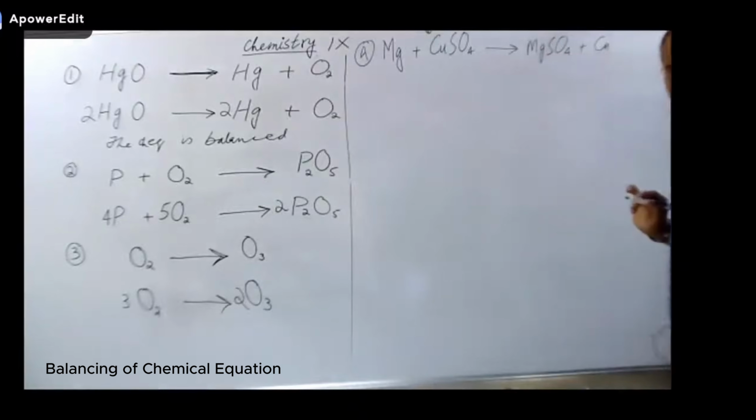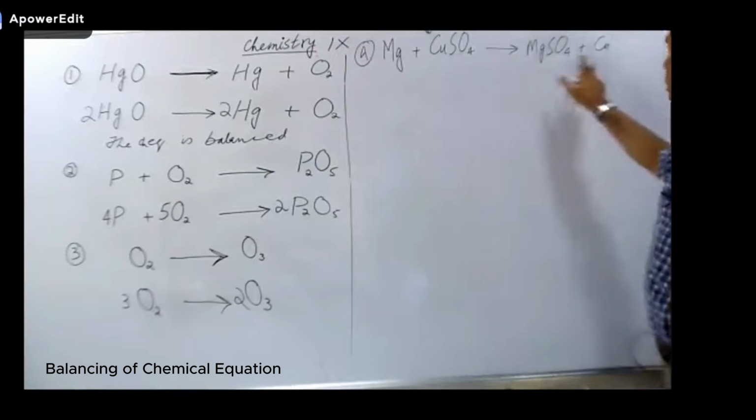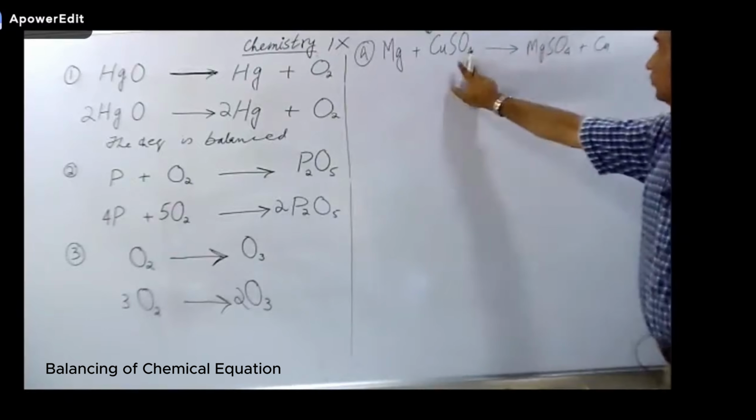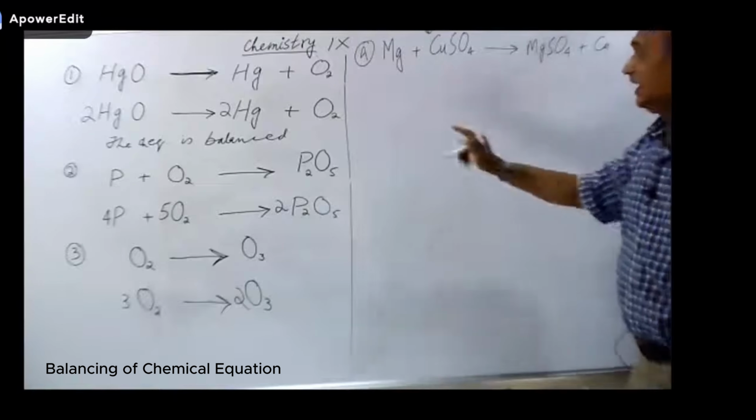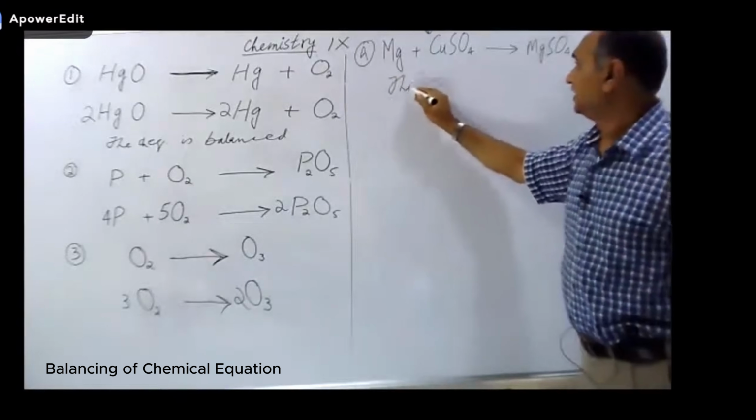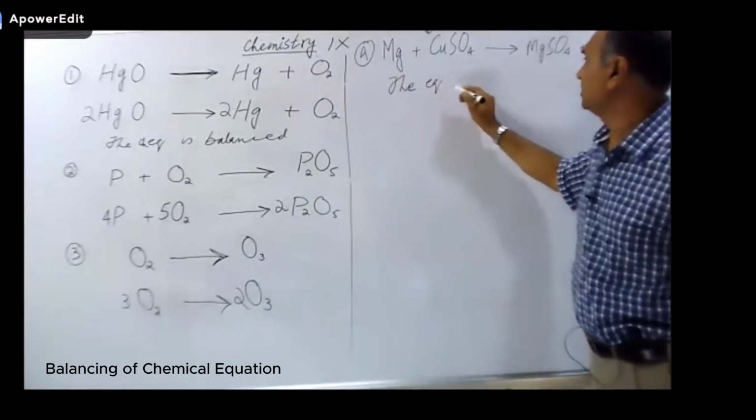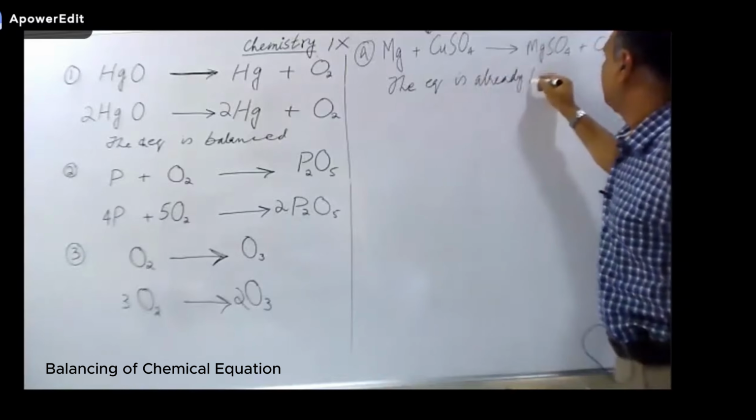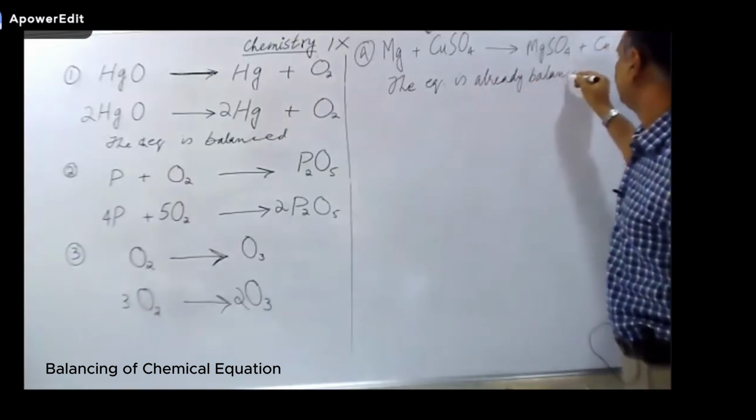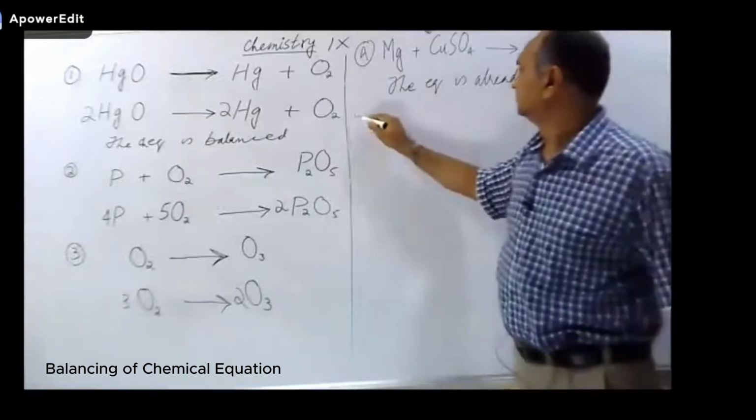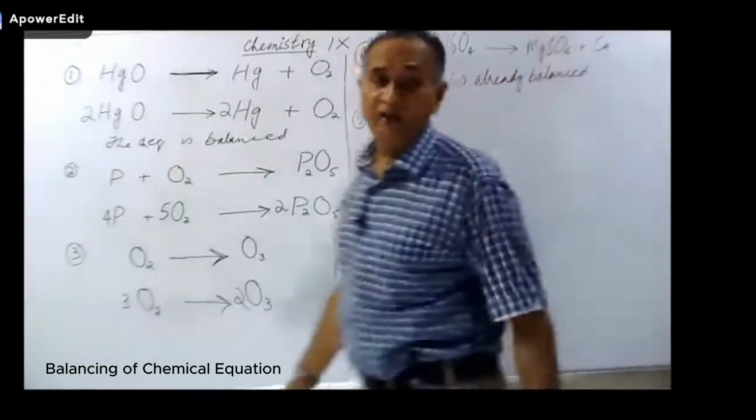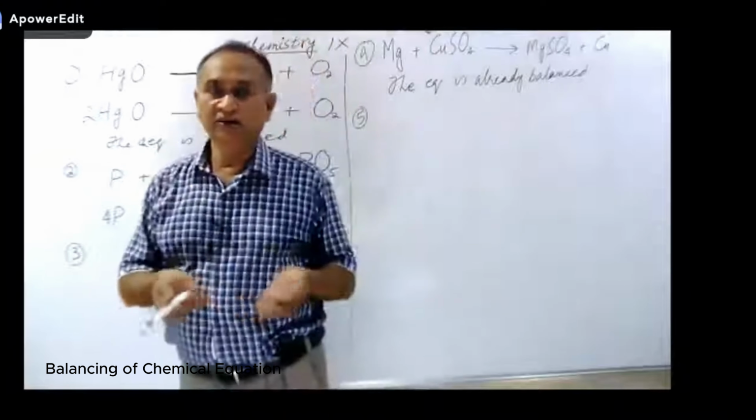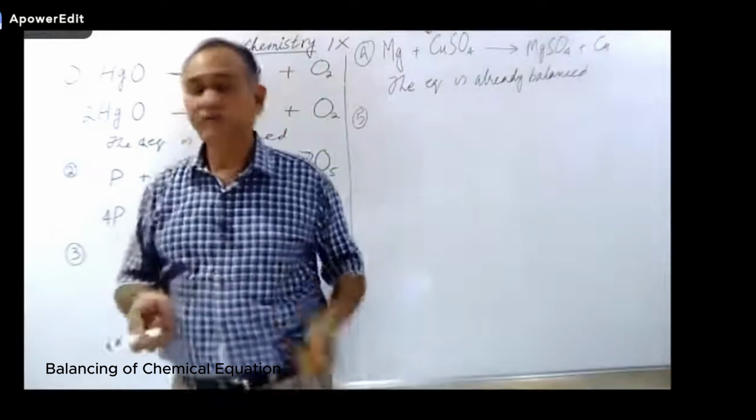Can you see now? Yes. One sulfur, one sulfur, four oxygens. Luckily, this is already balanced. The chemical equation is already balanced. No need to disturb it. So we may have cases like this, in which the given equation would be already balanced.